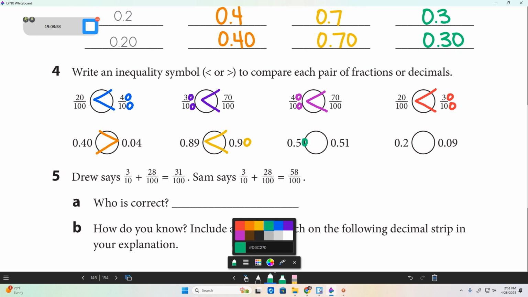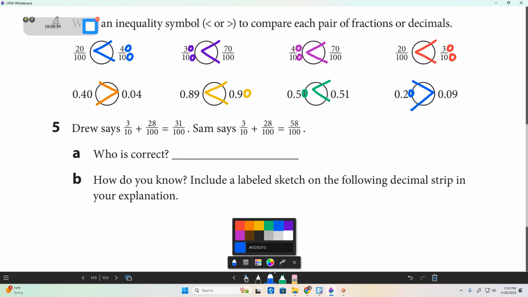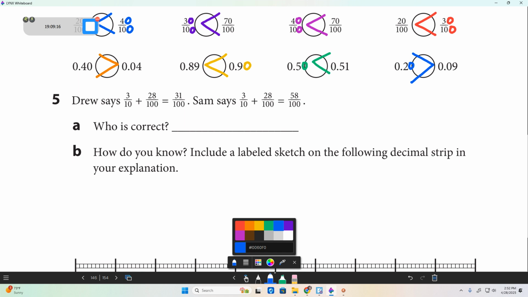What's bigger, 50 or 51? 51. I need a 0. What's bigger, 20, right? Adding the 0 on this one's really important. What's bigger, 20 or 9? 20/100 is bigger than 9/100. So make your decimals and your fractions as similar as humanly possible. And it's always easier to tell which one's bigger that way. And it's easier to add them and all of that.